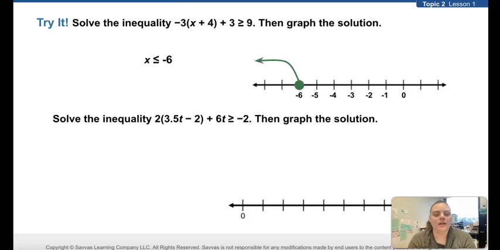For our top inequality, we get the answer x is less than or equal to negative 6, which means we do need to fill in some numbers along the number line. We'll have a closed circle at negative 6 and an arrow pointing to the left.